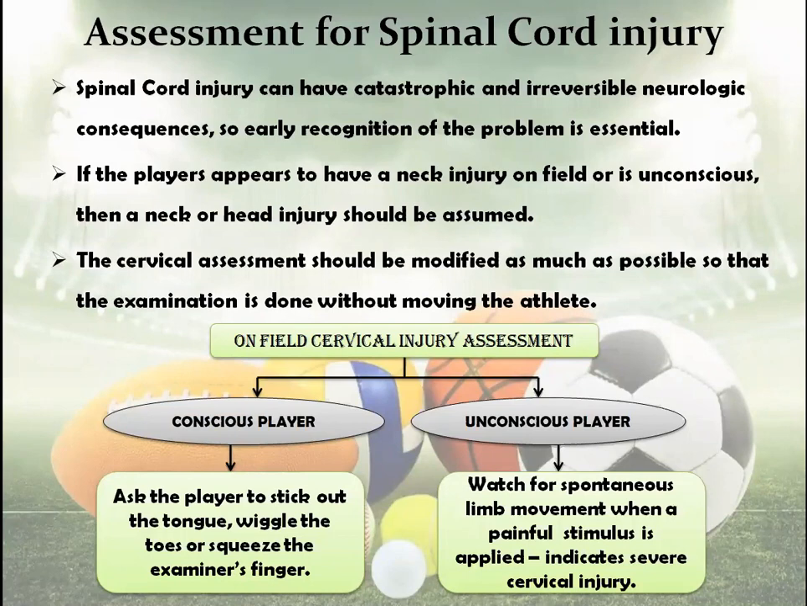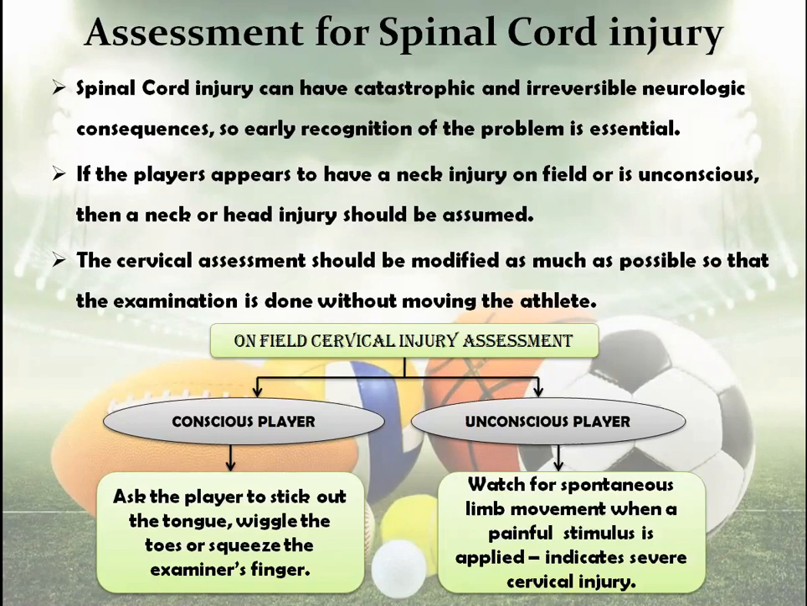Now to the assessment for spinal cord injury. Spinal cord injury can have serious and irreversible neurological consequences. So, early assessment and treatment is essential. In on-field injury, cervical spine injuries are more possible, following a neck injury. So, cervical assessment should be done initially. On-field cervical injury assessment is done in both conscious and unconscious player without moving the player.